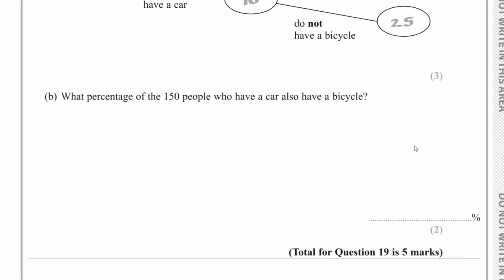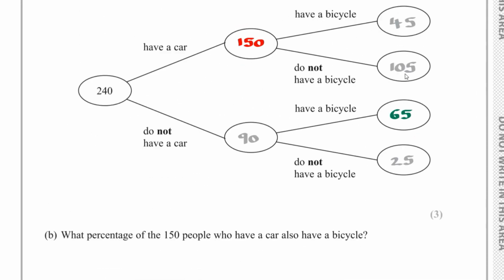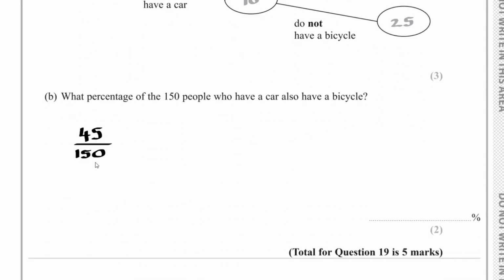We now have to find the percentage of the 150 people who have a car who also have a bike. That's 45 people altogether. So we have 45 over 150 times 100, so that's 30%.